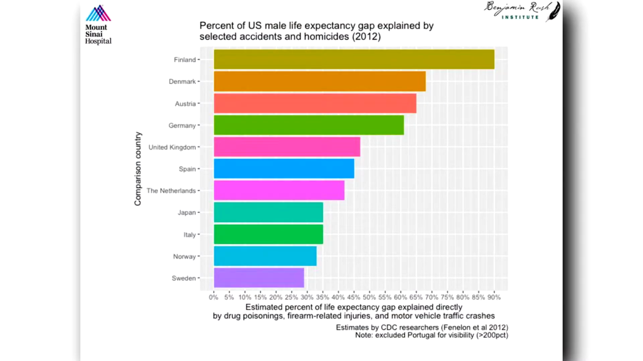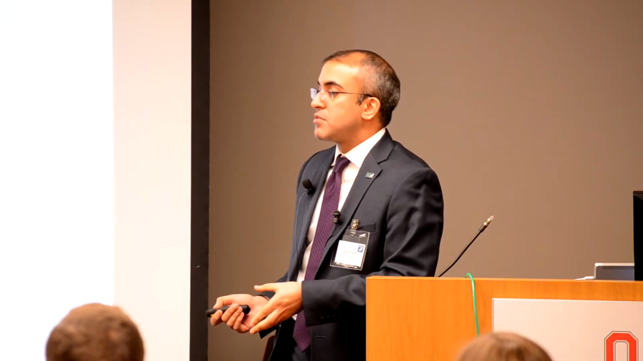What percentage of the gap in life expectancy, in this case I've chosen US males, is attributable to accidents, drug overdoses, and homicides? And the answer is about 85% of it. So you take road accidents, drug overdoses, and homicides out of the picture, and the life expectancy gap with Scandinavian countries drops off by 60 to 90%.